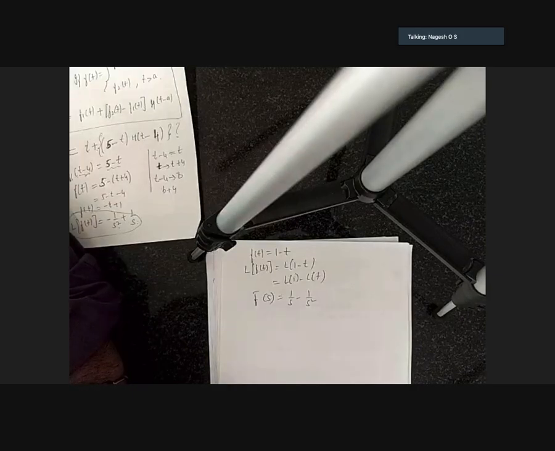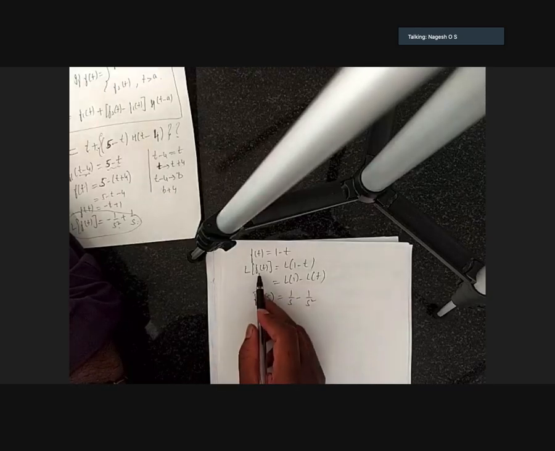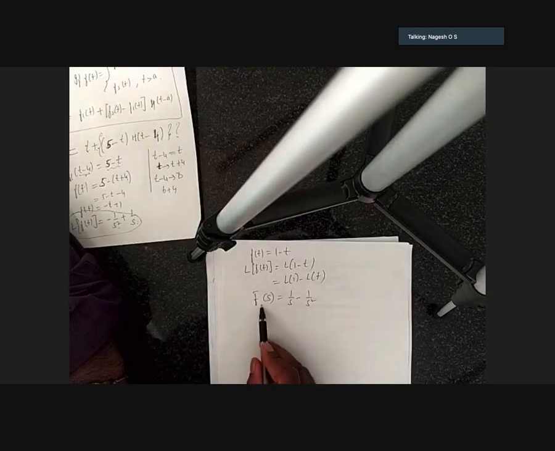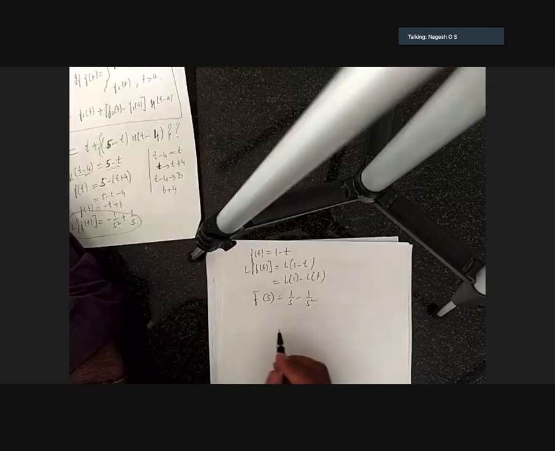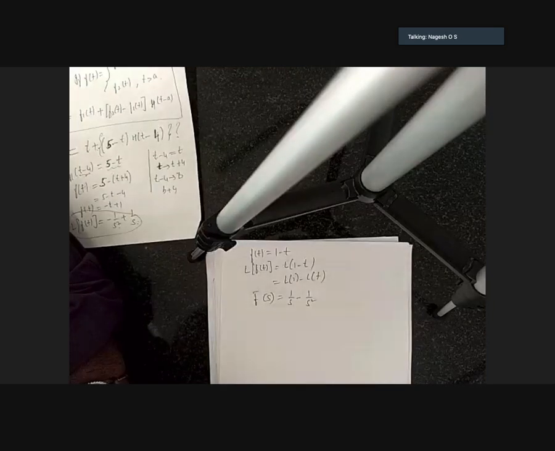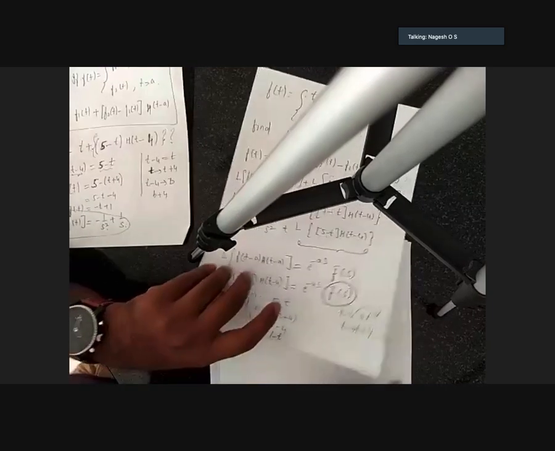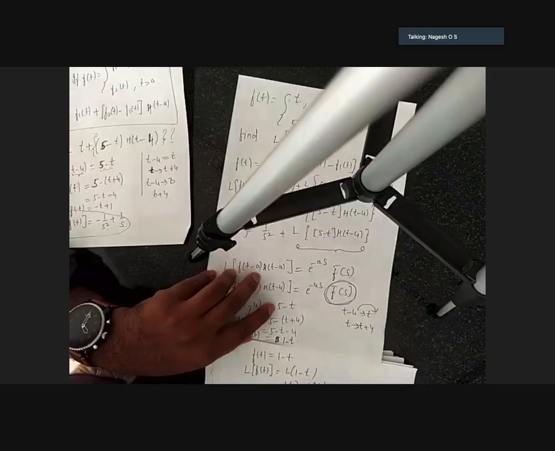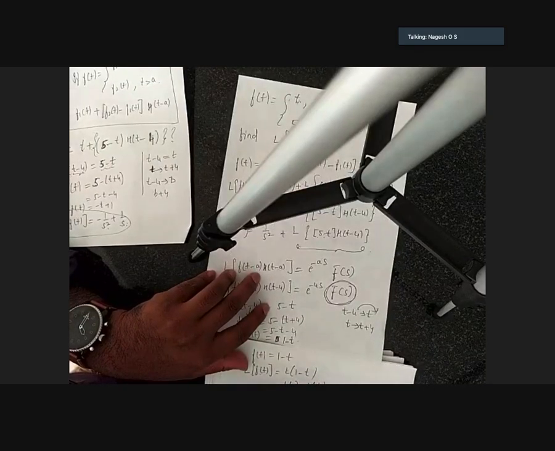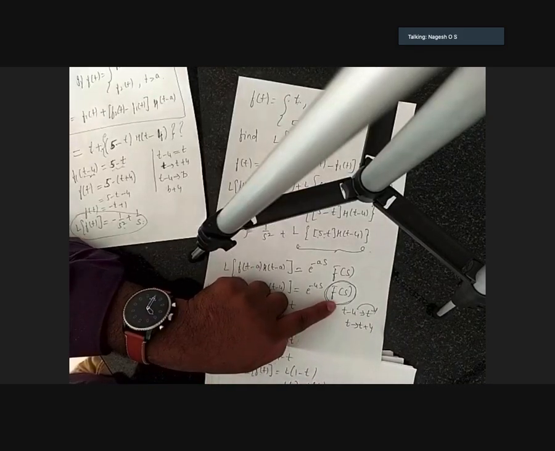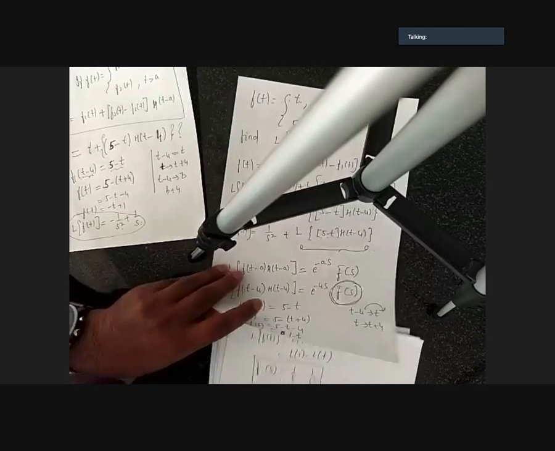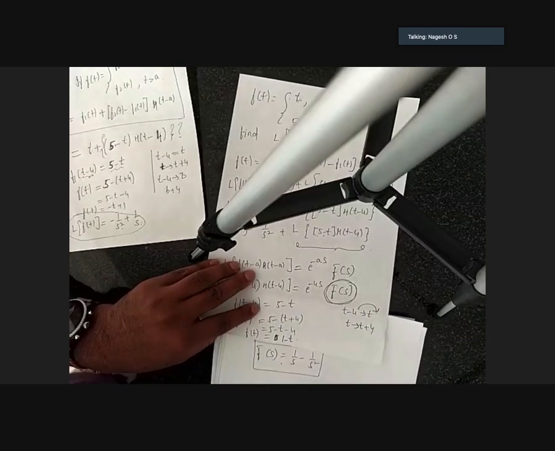Okay. F bar of s is the same as L of f of t. Now we'll come back to this. This one we calculated. How much did we get? This is the answer. F bar of s we got this much: 1 by s minus 1 by s square.